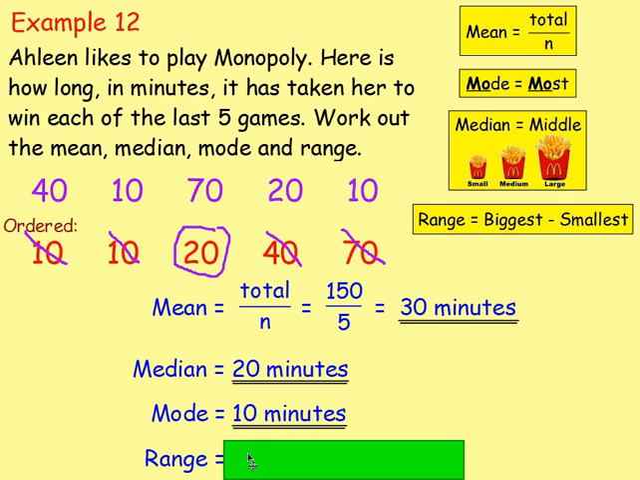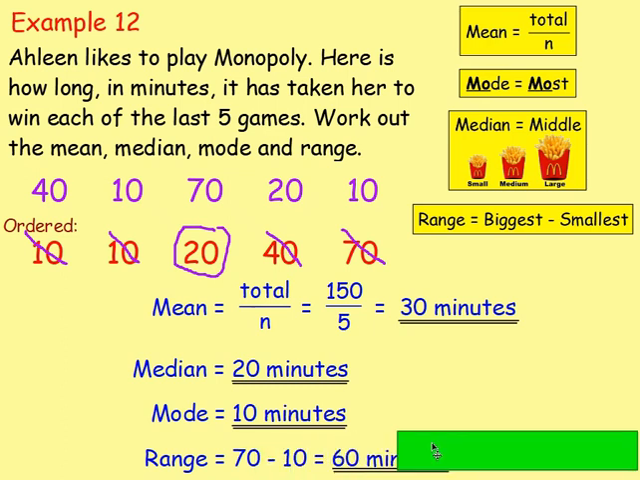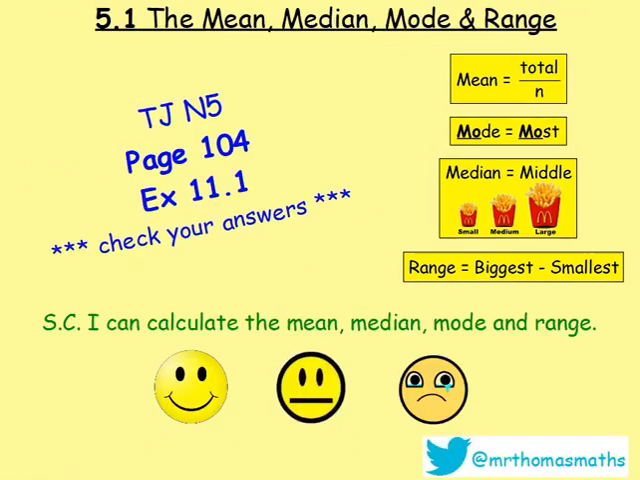And for the range, how do you work out the range? Rayanne. Brilliant. Well done. It is going to be 70, take away 10 because it's the biggest number, take away the smallest. Biggest is 70, smallest is 10, 70 take away 10 is 60. So there's a difference of 60 minutes between the longest and the shortest times it has taken Aline to win. Woo! Well done, Aline. Hopefully this has made sense.